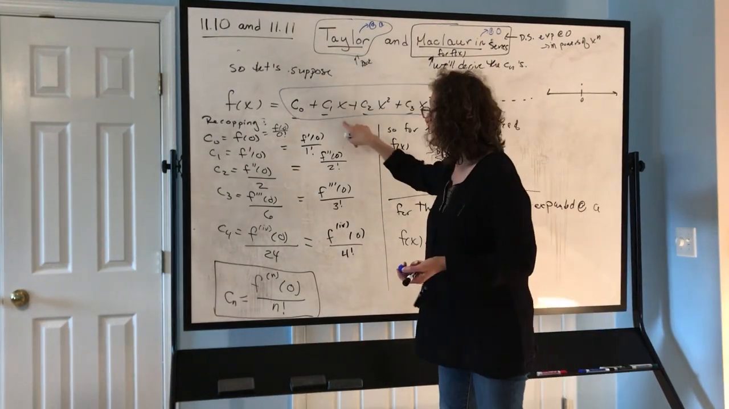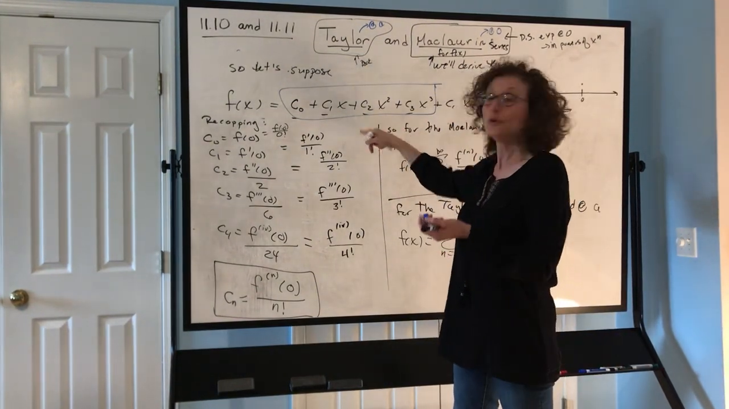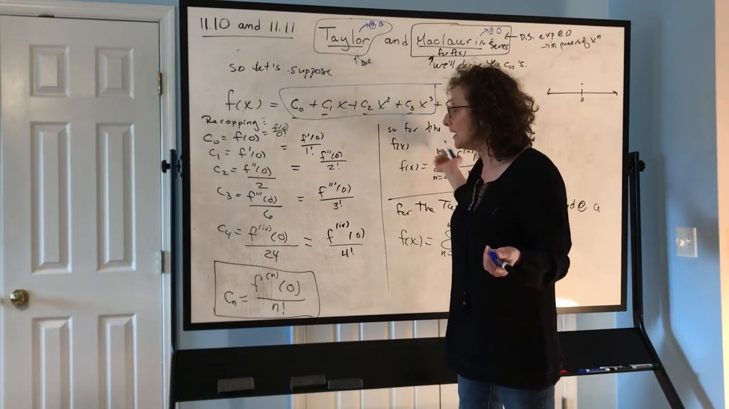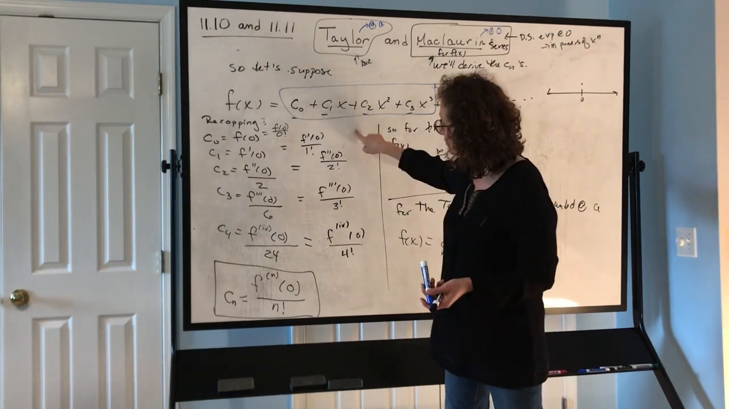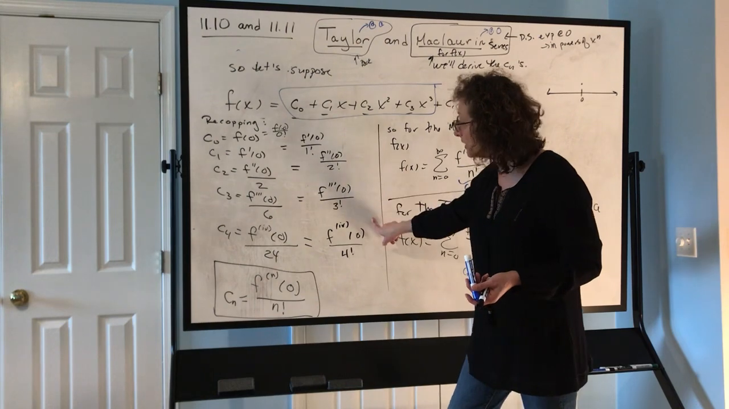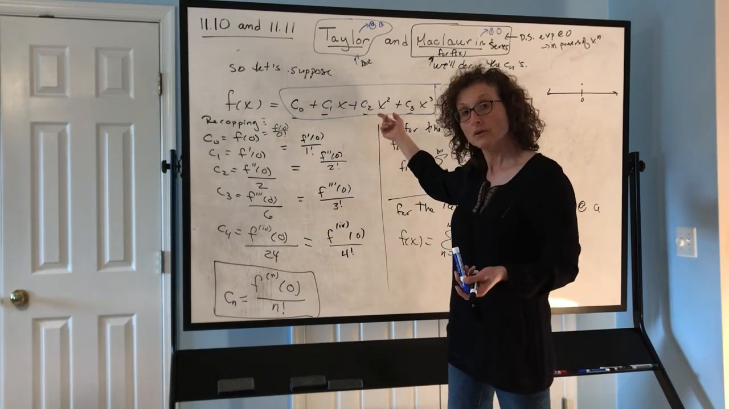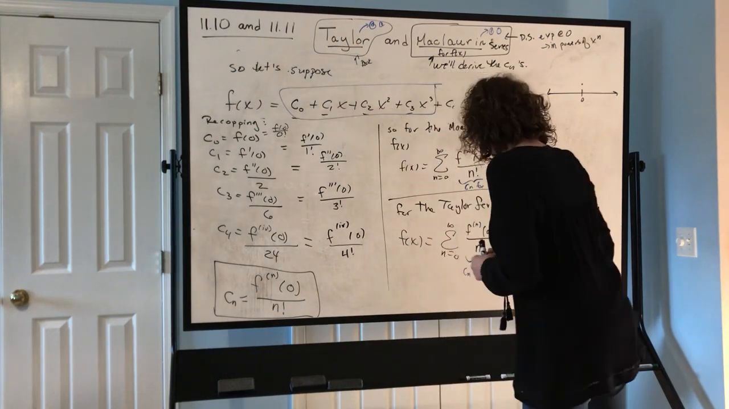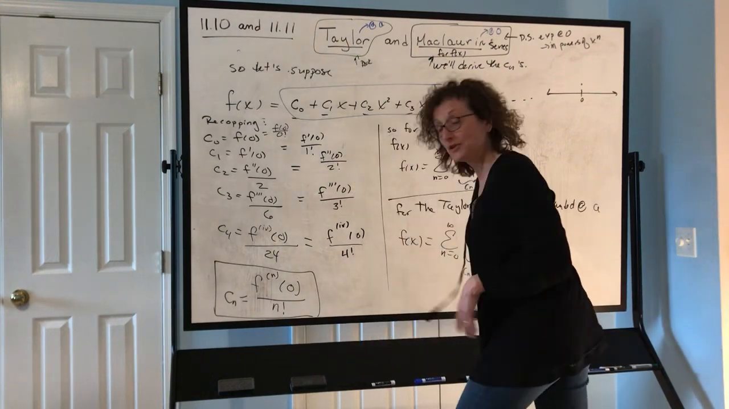So if you just want the polynomial or the first several non-zero terms, then you just compute these coefficients until you have enough terms. Okay? All right. Now we're about to do an example.